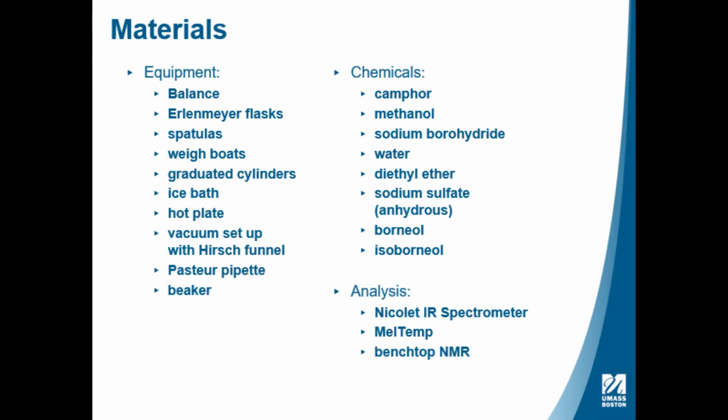The materials listed here are what we will be using in today's lab. The equipment for today will be the balance, Erlenmeyer flasks, spatulas, weigh boats, graduated cylinders, ice bath, hot plate, vacuum setup with Hirsch funnel, Pasteur pipettes, and a beaker. The chemicals for today will be camphor, methanol, sodium borohydride, water, diethyl ether, sodium sulfate, which is anhydrous, and our products borneol and isoborneol. For analysis, we will be using the Nicolet IR spectrometer, the MEL-TEMP, and a benchtop NMR.